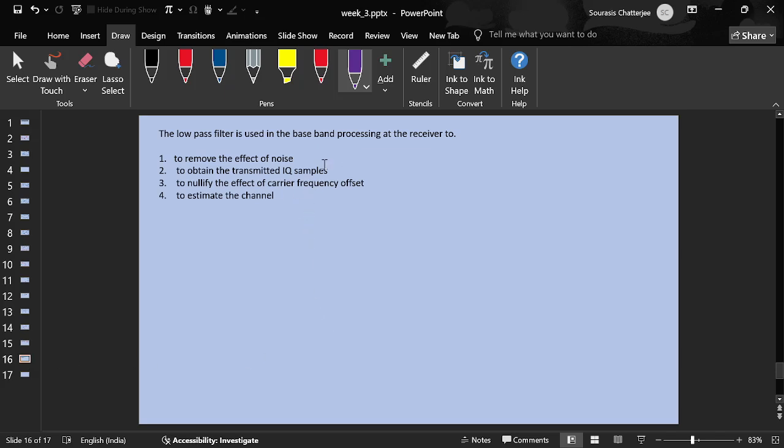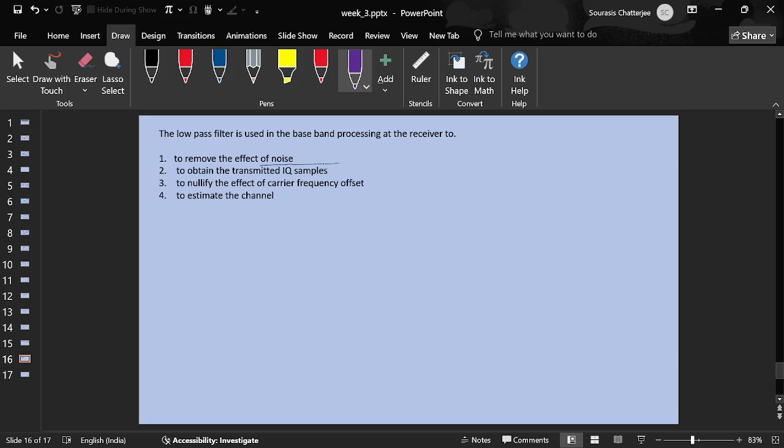And this question here, I guess you have already answered in the context of the previous drawing. So what is going to be the answer here? The use of low pass filter. In the baseband processing, why should we employ the low pass filter here? Option B, to obtain the transmitted IQ samples.